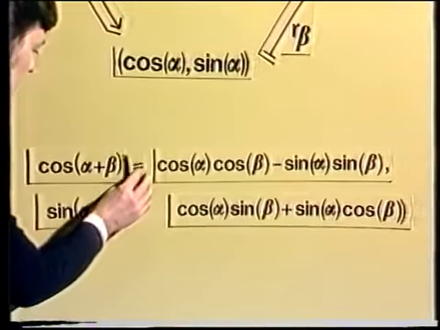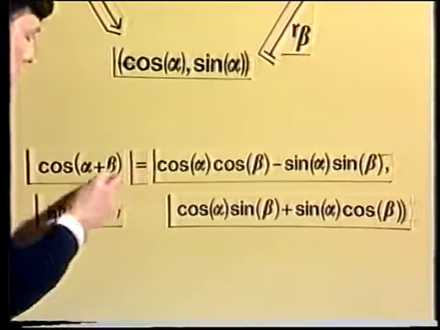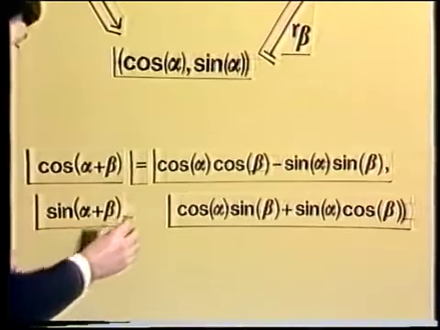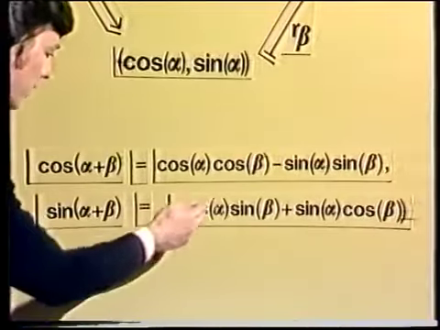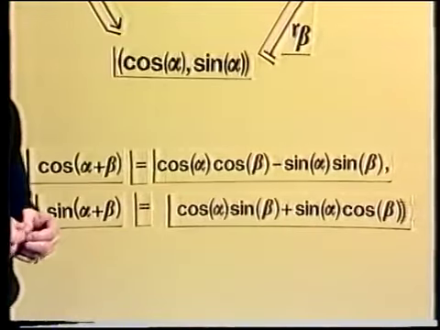Cos of alpha plus beta is cos alpha cos beta minus sine alpha sine beta, and sine of alpha plus beta is cos alpha sine beta plus sine alpha cos beta.